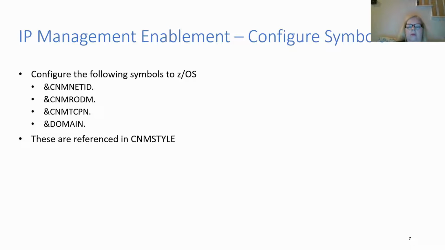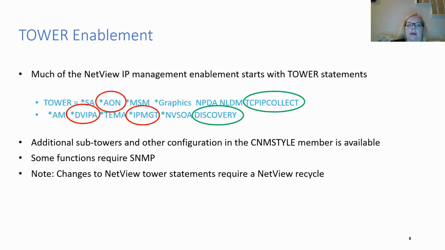So on the enablement slides, as we go through, all the enablement is for Netview unless otherwise noted. So the first thing you want to do with enabling IP management is configuring the following symbols to zOS. And this is your VTAM net ID, CNM ROADM, which is our data cache for some of our network management information, the TCP IP stack name, and the Netview domain name. And these symbols are referenced in CNM style.